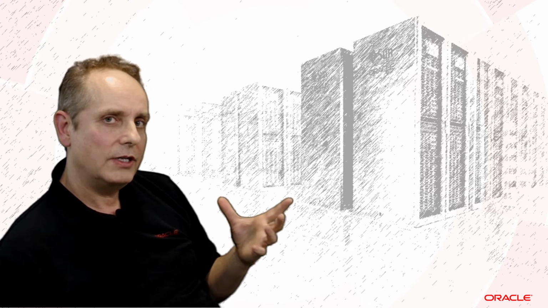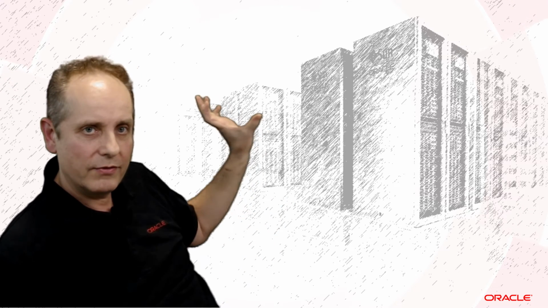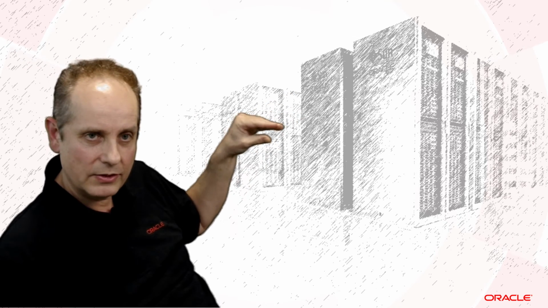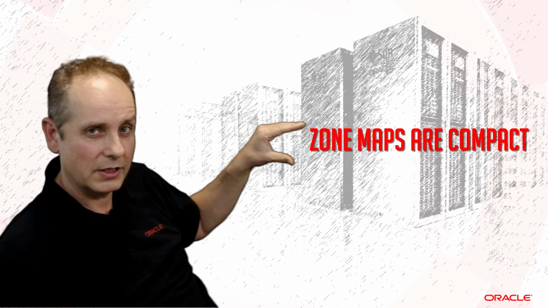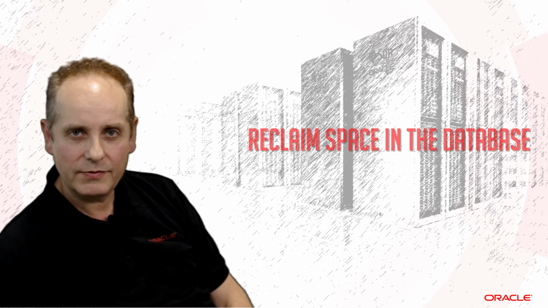The other thing worth noting is that the zone map itself is a very compact structure. It's a small data structure. So it has the advantage over an index, for example, by being very small. So for sure, if you've got a lot of indexes that you are using to optimize queries, and those indexes are not particularly selective, then look at zone maps. They're a very good way of reclaiming some of that space from your database.